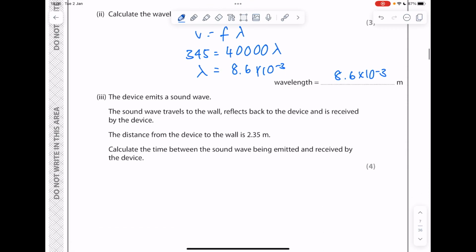The device emits a sound wave. The sound wave travels to the wall, reflects back, and is received. The distance from the device to the wall is 2.35 meters. I'm just drawing that.